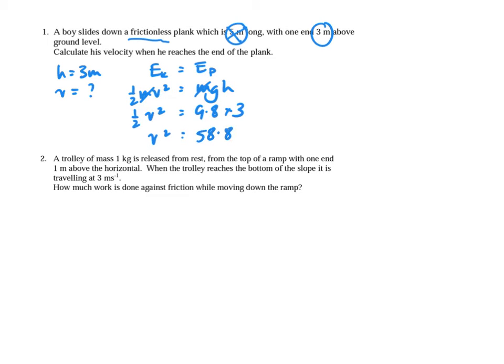Just watch when you're cancelling out a half from both sides. Remember, what you're doing then is multiplying both sides by 2. It's very easy to half the right hand side there. And v squared is 58.8, and v is the square root of 58.8 for our final answer.